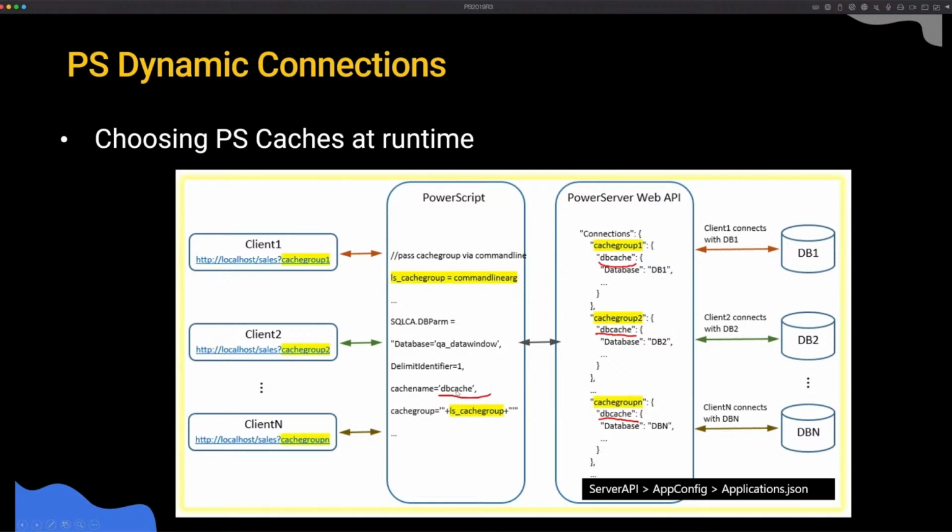so that the SQL transaction object can dynamically map the right database among all the caches, which connects to the database with different privilege and use multiple groups, for example, to identify different environments. The settings are stored on the PowerServer side in the server API appconfig application JSON.